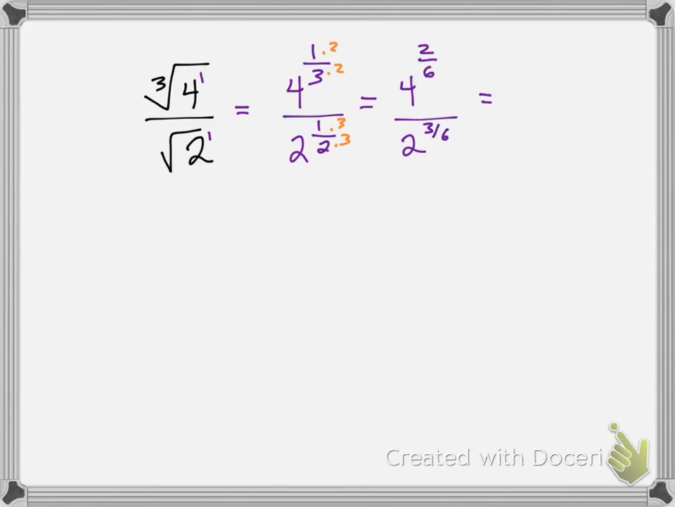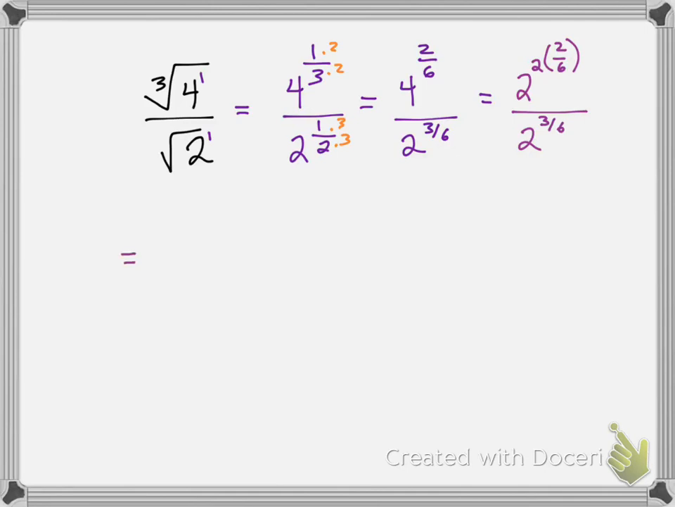The next thing I'm going to do is I notice that I can create the same base here. I can make this base 2. 4 is the same thing as 2 squared. So this is 2 squared, and that was raised to the 2/6 power. And that's all over 2 to the 3/6.